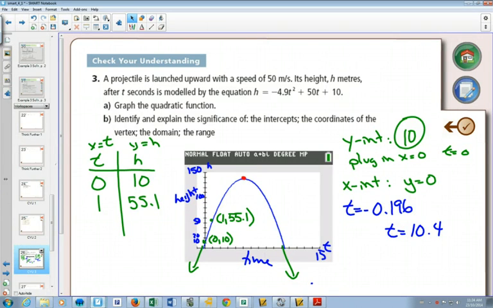Now, considering this being a real-life example of something being shot into the air, does it make sense that it was on the ground 0.19 seconds before? Not really. Logically, you can't go back in time. So this one doesn't actually make sense given the context, but it does make sense that it flies through the air and hits the ground at 10.4 seconds.